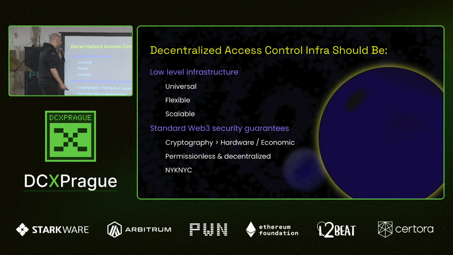And the last thing is the famous not your keys, not your coin. Essentially, if you cannot prevent someone from spending your assets, that is the most basic security guarantee that you have in traditional blockchains. And that is also something that is being overlooked or ignored in order to solve the access control problem. So these are the things that we believe a decentralized access control infrastructure should have in order to really solve the access control problem in a holistic and future-proof way.